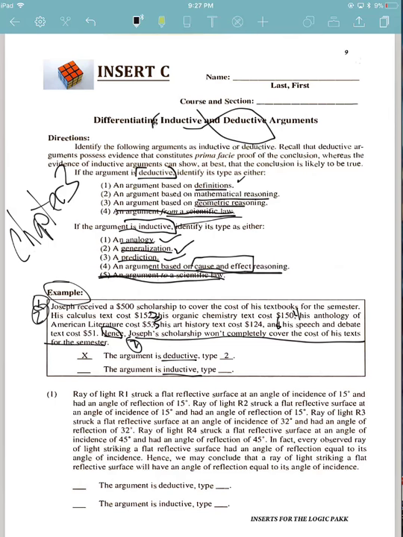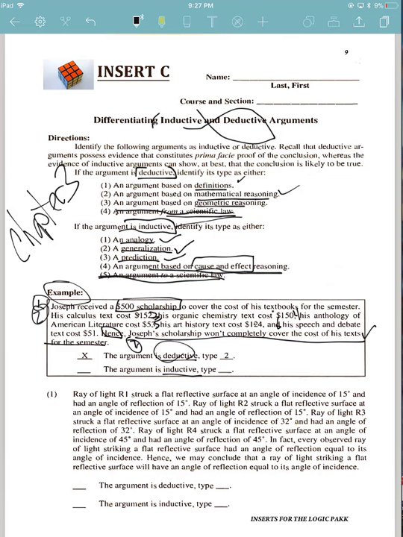So Joseph received $500. It says Joseph's scholarship won't completely cover the cost of his textbooks. Okay, well, Joseph received a $500 scholarship. And then it gives you examples of each of the costs of the books. Well, this is obviously using math. So in this case, it is mathematical reasoning. And because it's using math, it's a deductive argument.